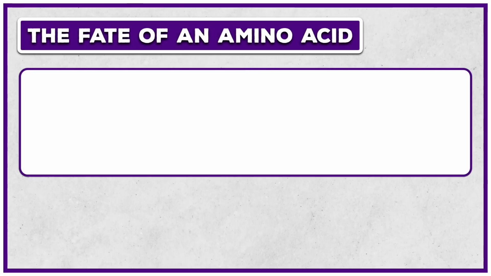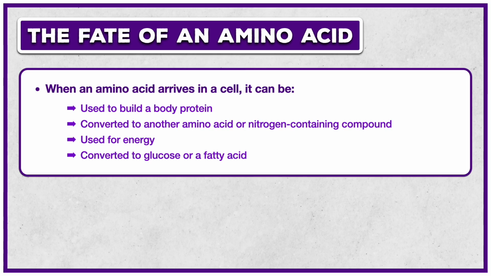Putting it all together, we can view the fate of an amino acid as the following. When an amino acid arrives in a cell, it can be used to build a body protein, like skeletal muscle or antibodies. It can be converted to another amino acid or nitrogen-containing compound, like one of the non-essential amino acids. It can be used for energy, or it can be converted to glucose or a fatty acid, at which point it will carry out one of the functions of those compounds, or get stored as glycogen or adipose tissue.